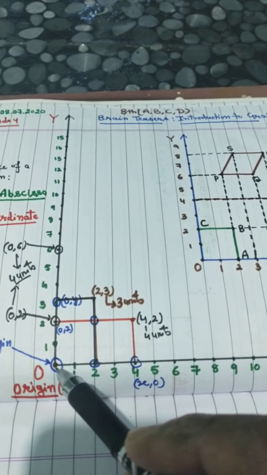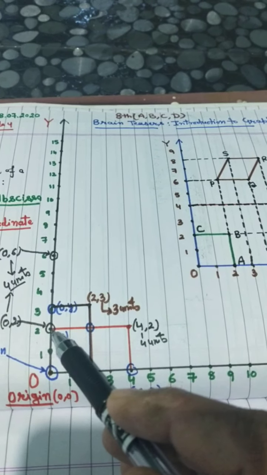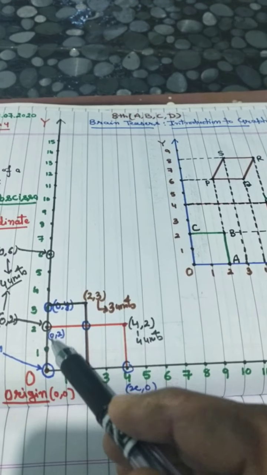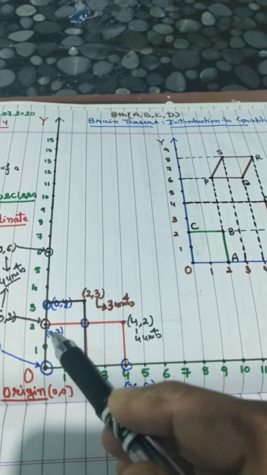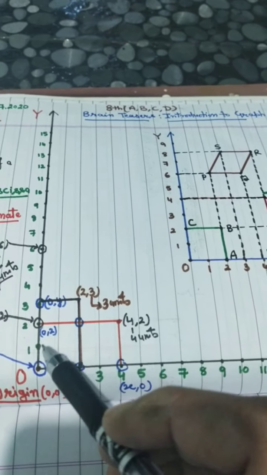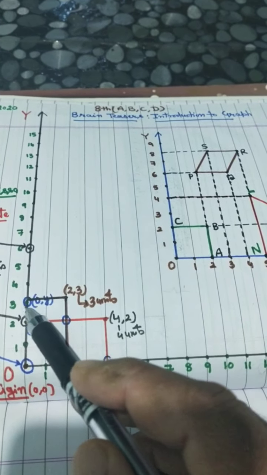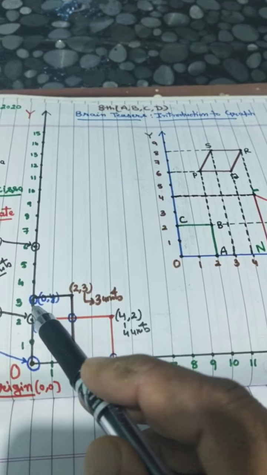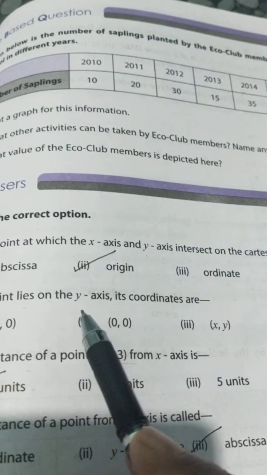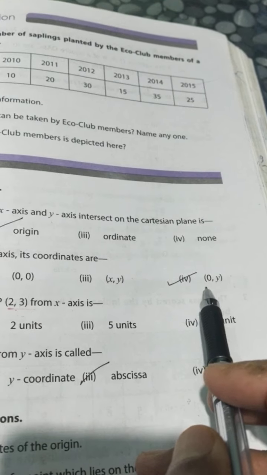If a point lies on the y-axis, suppose your y is 2, it means x is 0. So here the coordinates are 0 and y. Or if your y is 3, at this point the coordinates are 0 and 3. So if a point lies on the y-axis, then y coordinate is y and x coordinate is 0. This will be your answer, (0, y).